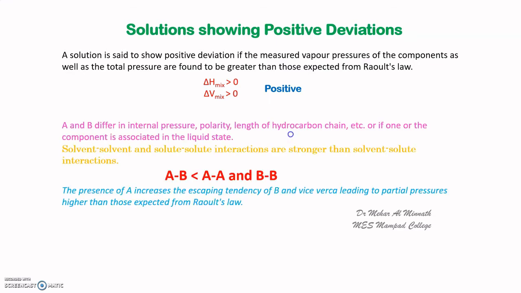Similarly, delta H mixing. And the reason why they show positive deviation is because A and B, the components, will differ in their internal pressure, polarity, length of the carbon chain, etc.